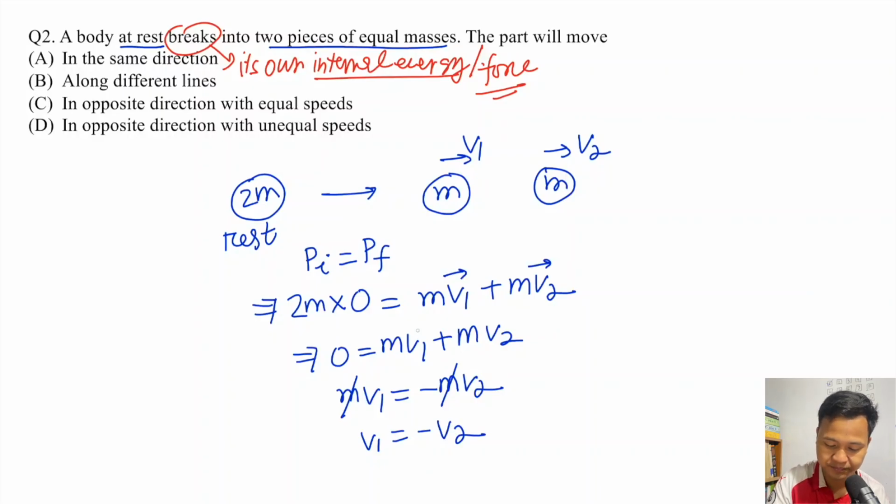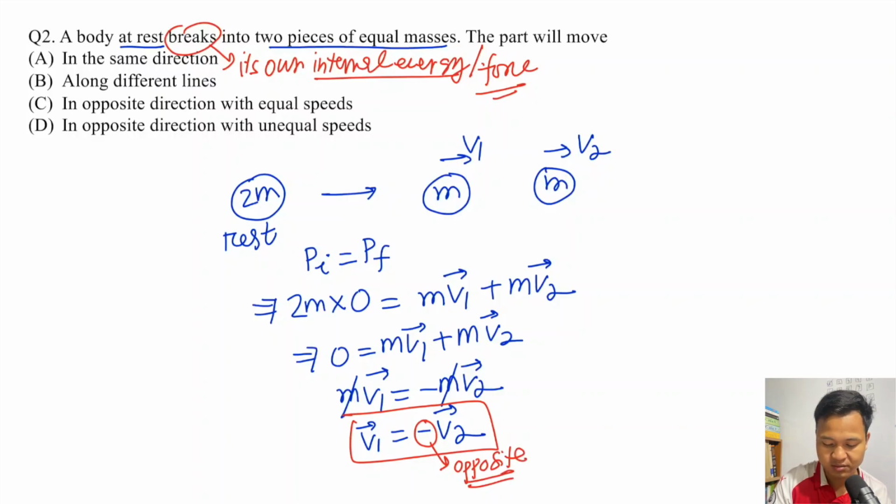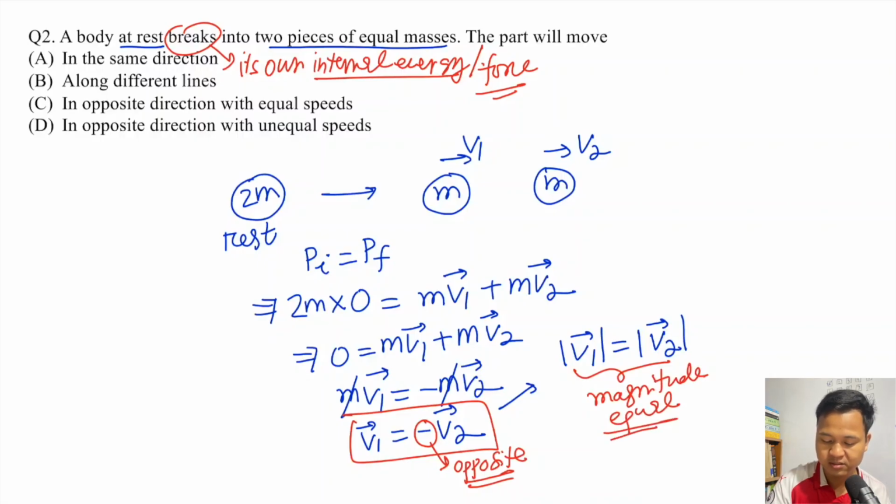Here v1 and v2 are in opposite directions, so the minus sign indicates they are opposite. There is an equal sign here too. If I take the magnitude, mod of v1 is equal to mod of v2. So their magnitudes are equal: equal magnitude, different direction. So the answer is opposite directions with equal speeds.